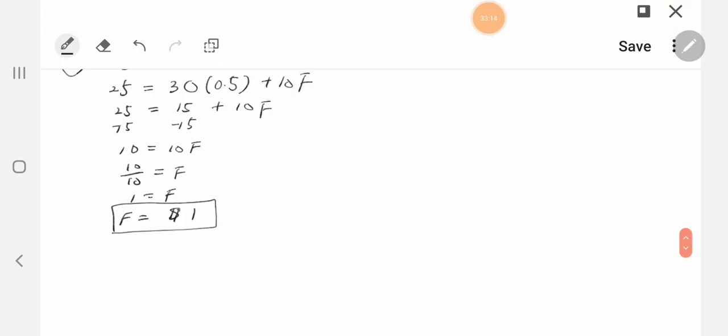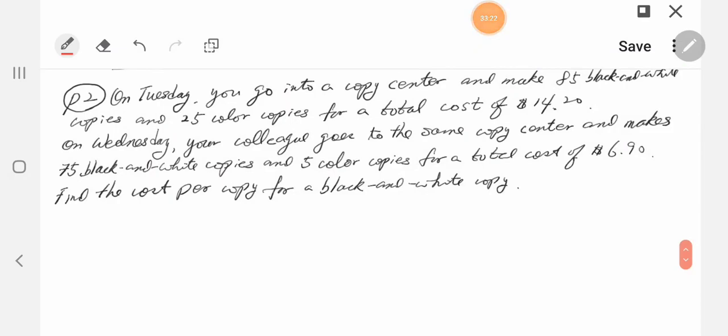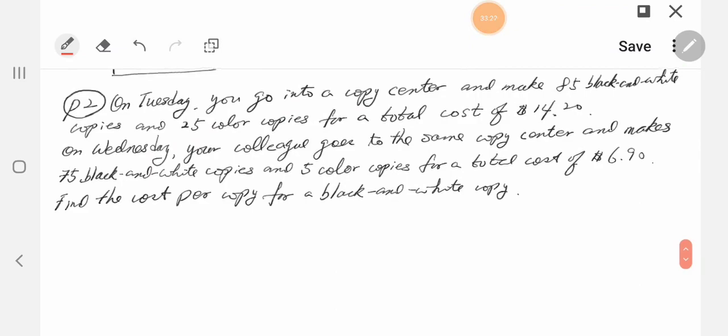Okay, we are done. Well, we have a problem number two. So, okay, let's try problem number two. On Tuesday, you go into a copy center and you make 85 black and white copies, and also 25 color copies for a total cost of $14.20.